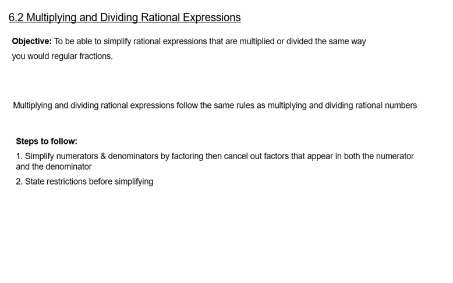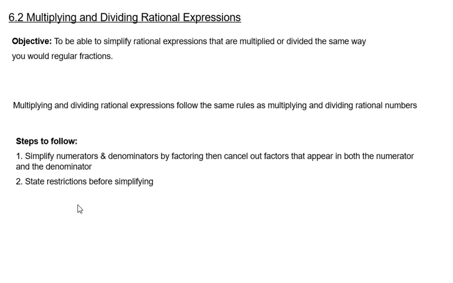So basically, when we multiply and divide rational expressions, we're going to follow the same rules as when we multiply and divide rational numbers. So multiplying, we just multiply straight across the numerator and denominator, and then simplify by crossing off any factors that are common. Dividing, we are going to multiply by the reciprocal, and then do the same thing by eliminating any common factors.